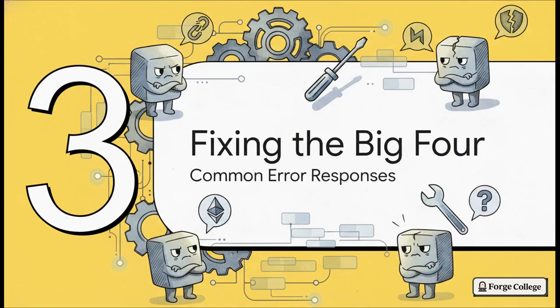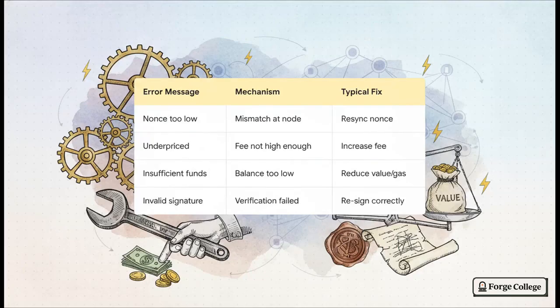That brings us to section 3, fixing the big 4. Let's look at the most common error responses. Okay, consider this your ultimate diagnostic matrix. Parsing the node's JSON-RPC error message tells you exactly which wrench you need to turn. Let's break them down. First up, nonce too low. This happens because your transaction nonce is lower than the account's current nonce at the node. Usually that means a previous transaction already used it up.